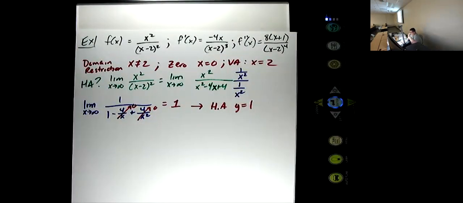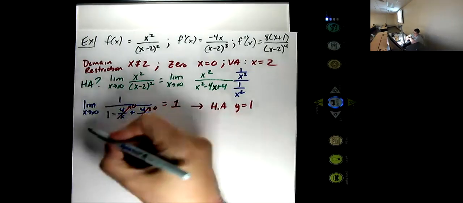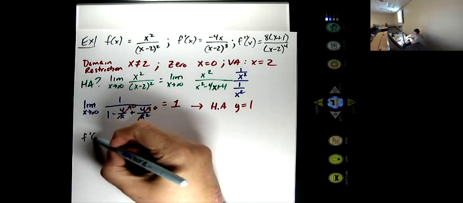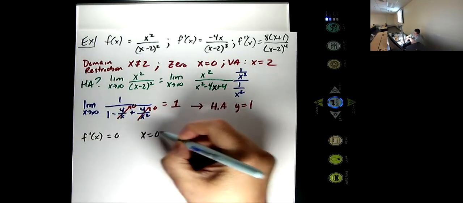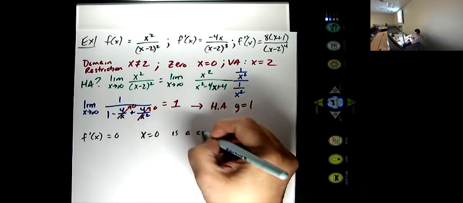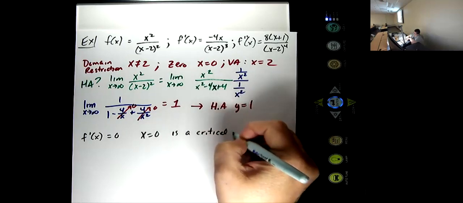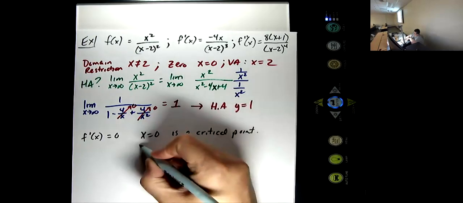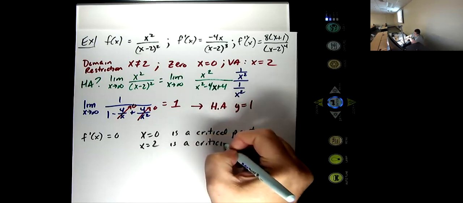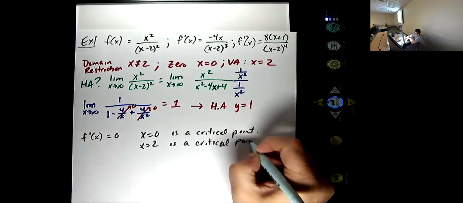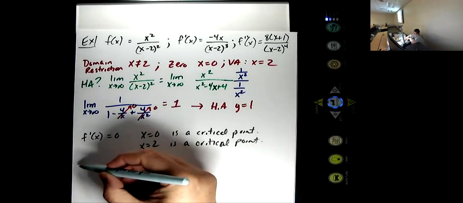All right, so f prime of x tells us our slopes around stuff. It also gives us our extrema. We said we want to see where f prime of x equals 0. We get x equals 0 is a critical point. And we already know x equals 2 is a critical point because it's the asymptote. So let's look at a sign chart for the slopes around that.